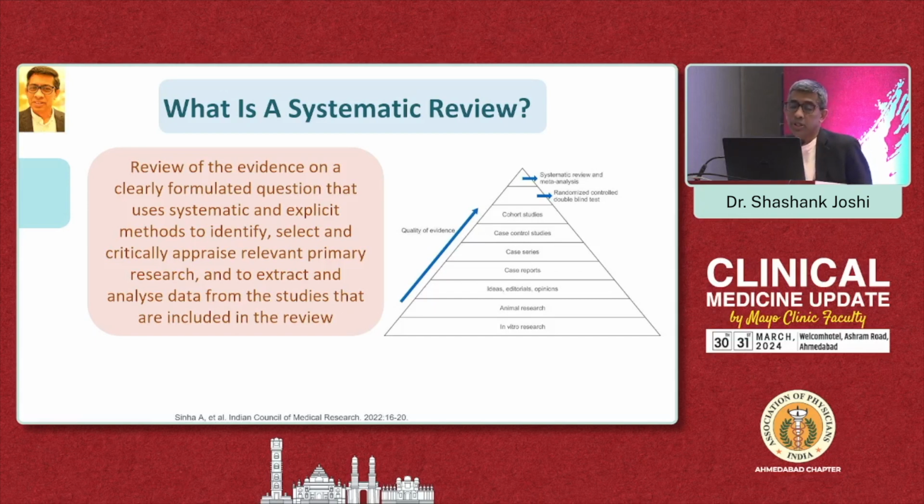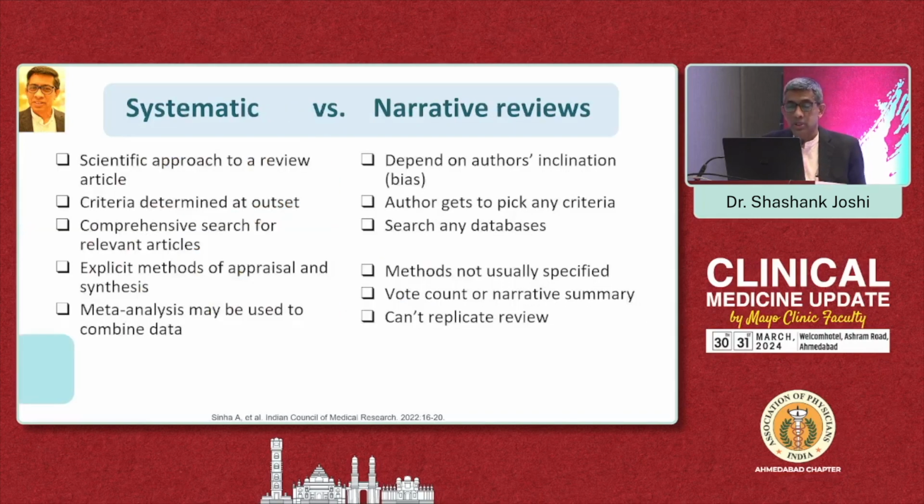So from that standpoint, a systematic review is a review of evidence on a clearly formulated question that uses systematic and explicit methods to identify, select, and critically appraise relevant primary research, and then extract and analyze data from the studies that are included in the review. So that's how it should come in. So clearly, between systematic and narrative, the systematic approach has criteria determined at the outset, a comprehensive search of relevant articles, explicit methods of appraisal and synthesis, and meta-analysis is a part of it, which can be used to combine data.